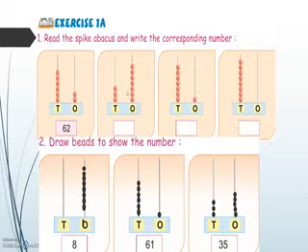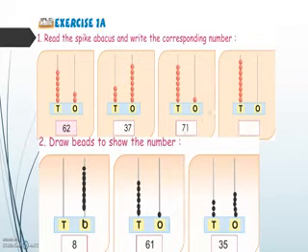Now look at this figure. It is a two-digit number. In the tens rod, how many beads are there? 3. And in the ones rod, how many beads are there? 1, 2, 3, 4, 5, 6, 7. So the number is 37. Now count this one. How many beads are there in the tens rod? 1, 2, 3, 4, 5, 6, 7. And in the ones rod only 1. So the number is 71.